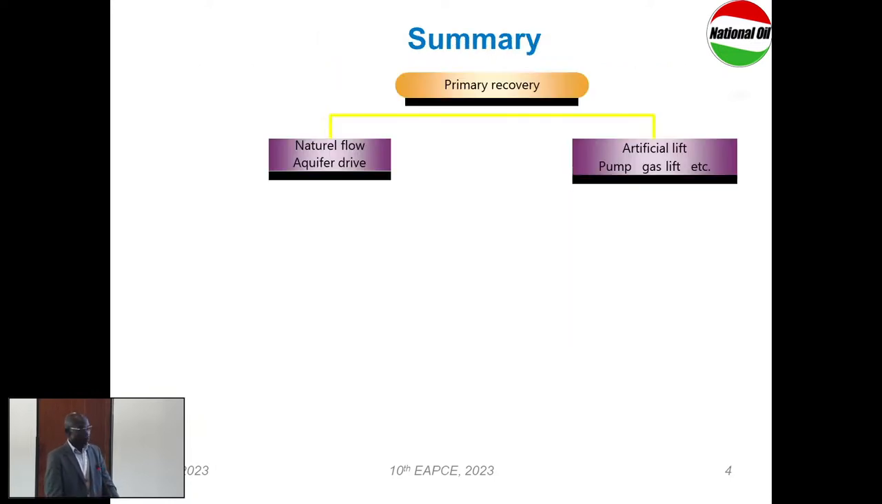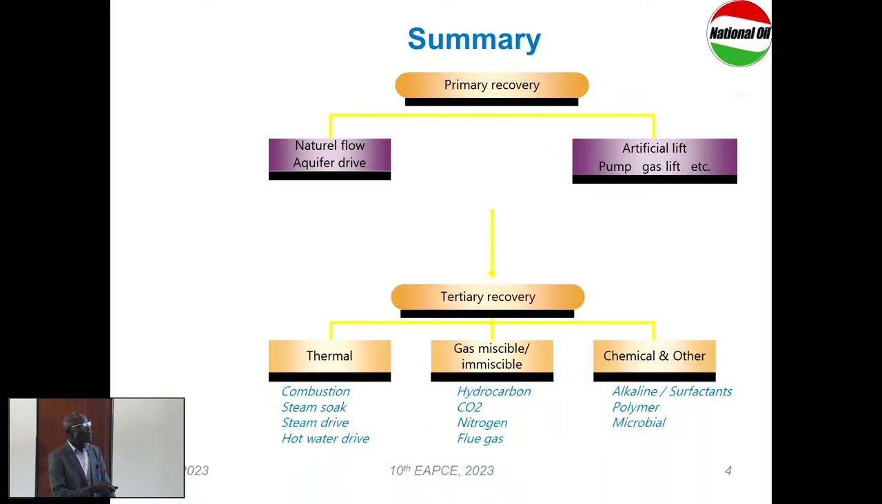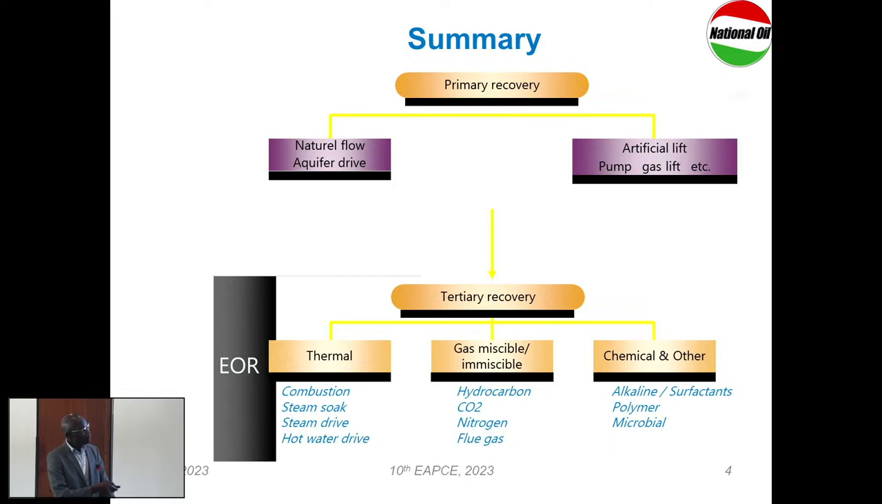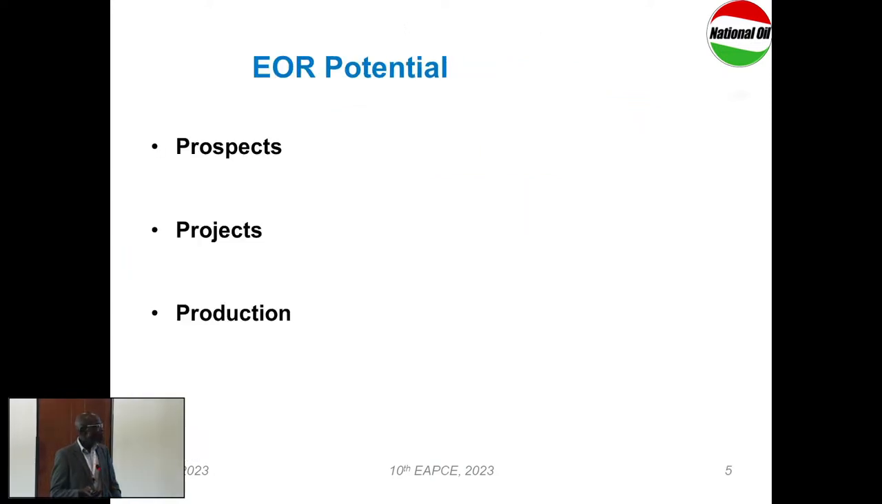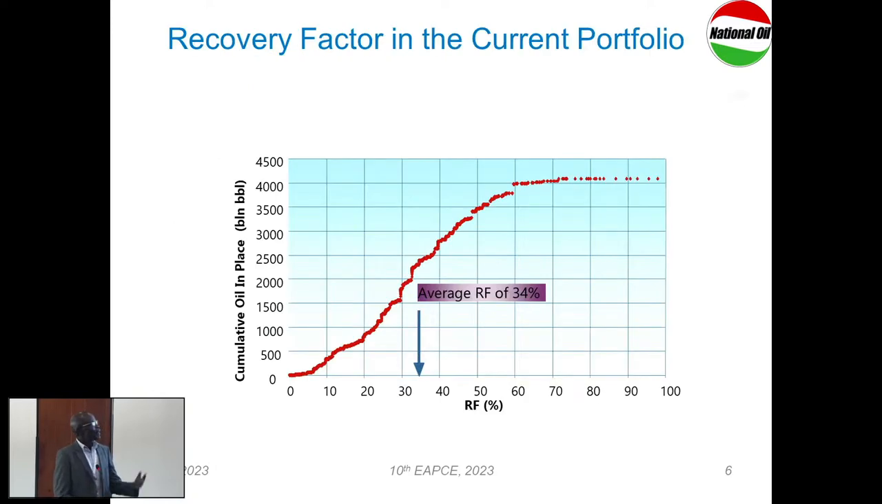So in summary, these are the main phases of crude recovery. We've got primary, relying on initial reservoir energy, secondary recovery, and of course EOR, our topic of discussion. Broadly, secondary and tertiary recovery fall under improved oil recovery. These are the areas we'll be covering: prospects, projects, and production, and recovery factor in the current portfolio.